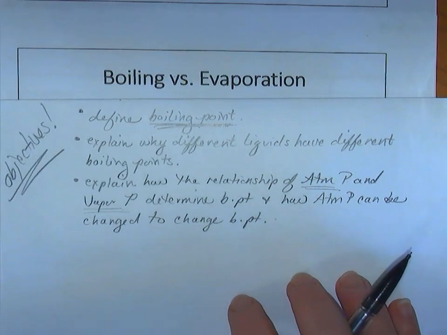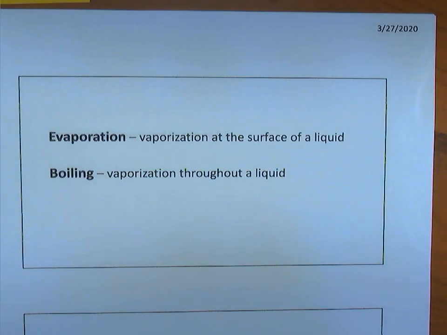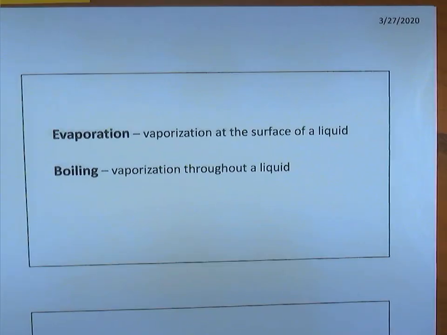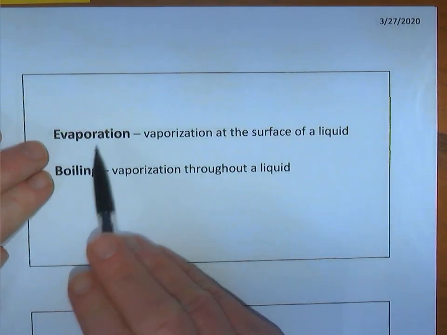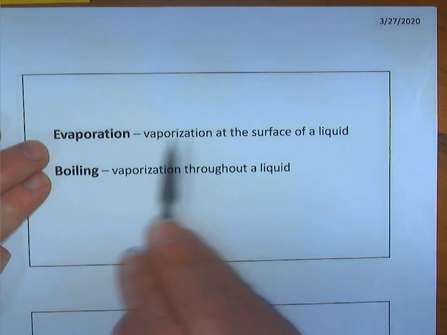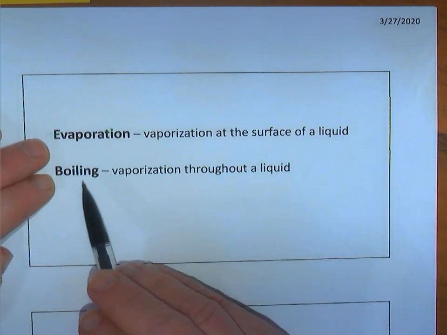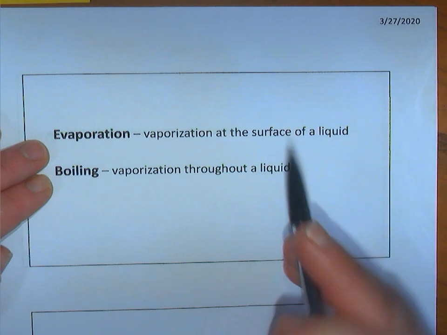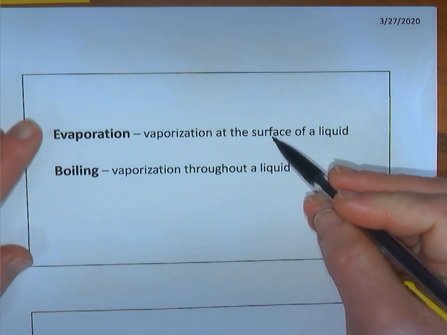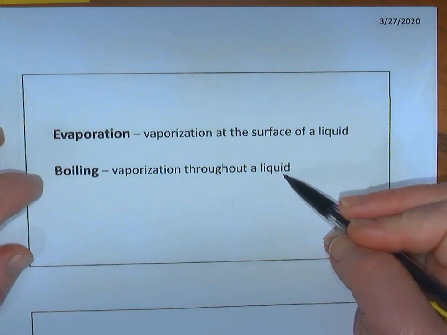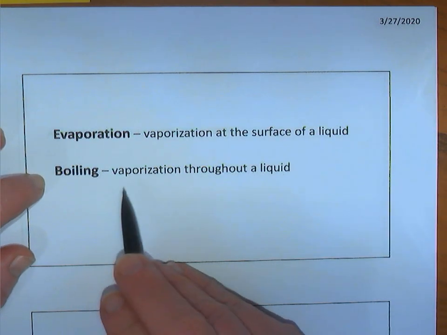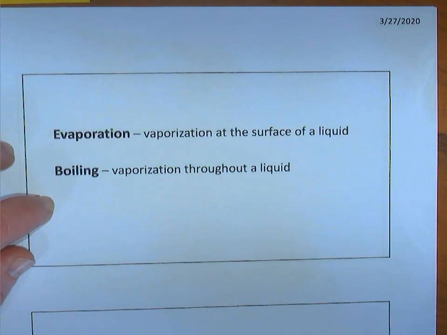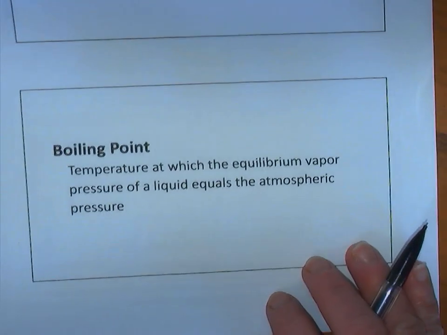So let's dig in. Let's remind ourselves of the difference between the two specific types of vaporization. Evaporation is vaporization just at the surface, where boiling is throughout. A lot of students believe that the difference between boiling and evaporation is that boiling requires the input of heat energy. But we need to correct that.